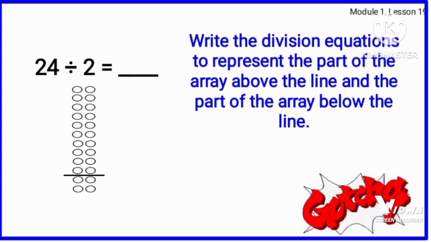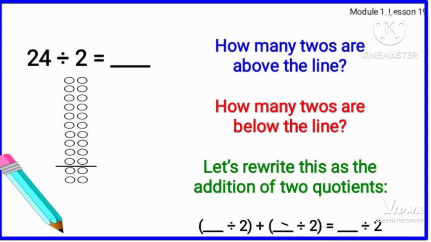Can you write the division equation to represent the part of the array above the line and the part of the array below the line? I just explained it, and you can do it. That's it. 20 divided by 2 equals 10, and 4 divided by 2 equals 2. If you fill in the blanks, you're going to have 24 divided by 2 equals 12.